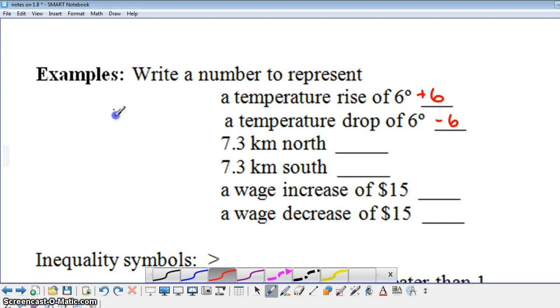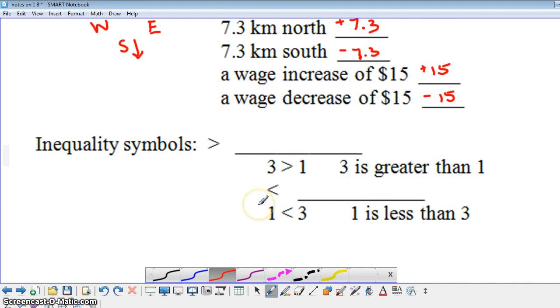Generally speaking, on a map, we would have north going this way to the top of the page and south going this way to the bottom of the page. East is over here to the right and west is to the left. So 7.3 kilometers north we might indicate as positive 7.3, and 7.3 kilometers south we might indicate as -7.3. A wage increase of $15 we would write as positive 15. A wage decrease of $15 would be -15.